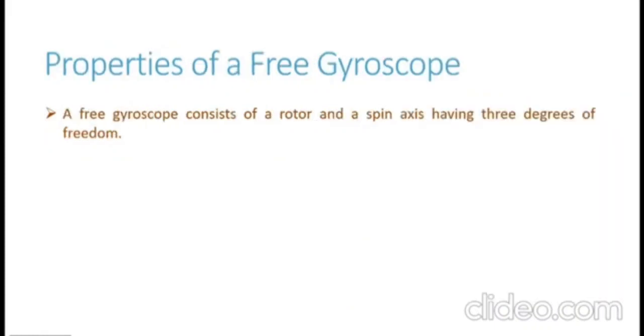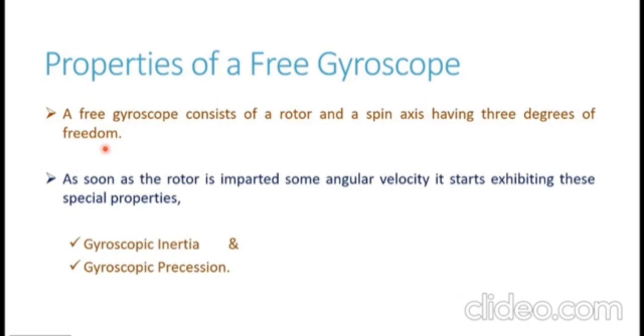We are now moving into the special properties of a free gyroscope. We know that a free gyroscope consists of a rotor and a spin axis having 3 degrees of freedom. Freedom to spin clockwise or anticlockwise, freedom to tilt up and down, freedom to drift east and west. Now, as soon as we make a free gyroscope, we have the 3 degrees of freedom and the rotor is imparted some angular velocity. It starts exhibiting two special properties. These are gyroscopic inertia and gyroscopic precession. We are now going to understand these two properties one by one in detail.